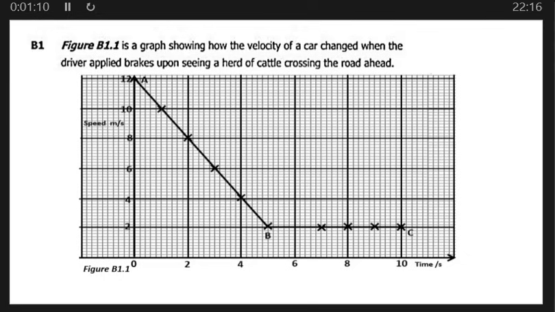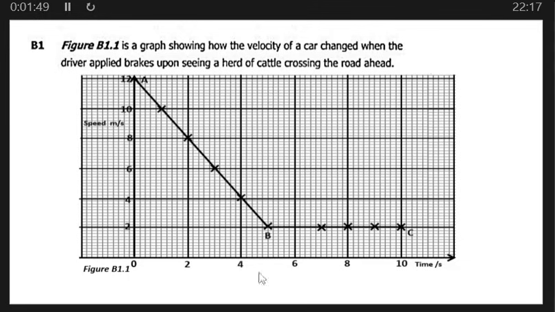Question B1 reads, figure B1.1 is a graph showing how the velocity of a car changed when the driver applied the brakes upon seeing a herd of cattle crossing the road ahead. So this graph shows the change in velocity when the driver applied the brakes. The rate of decrease of the velocity with time, being the same as acceleration, means that the formula for calculating deceleration is the same as the formula for calculating acceleration.